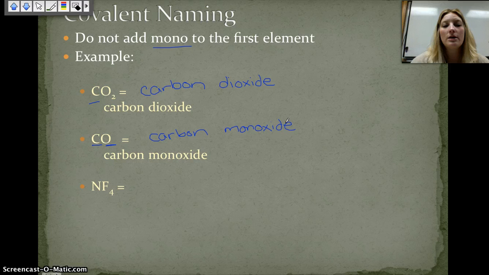All right, one more here. Nitrogen and fluorine have bonded. We have one nitrogen. So again, do not put a mono on your nitrogen. But we have nitrogen, and then we have 4 fluorines. So the prefix for 4 is tetra, and we have fluorine with an ide is fluoride.